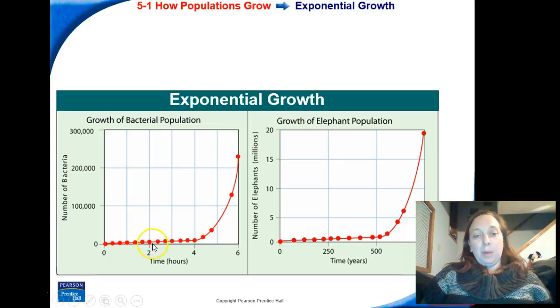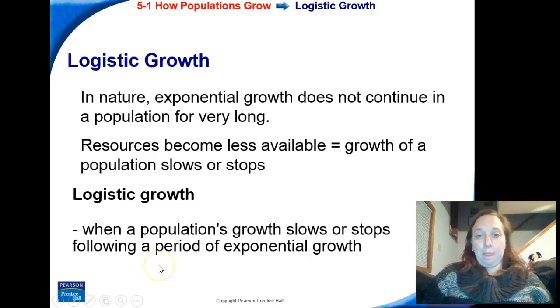So it starts out with a small population, and then as the population increases, it all of a sudden gets bigger and bigger and bigger, faster and faster and faster. And that's what you're seeing in here as well. With bacteria, notice that we're looking at hours, whereas we're talking about a population of elephants, and that is in years. So very different time frames that we're looking at, but the same shape occurs over time.